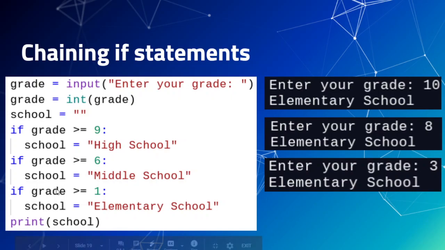If our grade 10 is greater than or equal to 1, school is being assigned elementary school. Well, 10 is greater than or equal to 1, so our school is now elementary school. So, as you can see, it would print elementary school. Same thing happens if we tried other grades, 10, 8, or 3, it just prints elementary school every time. That's not what we want. We want to make sure that if the grade is greater than or equal to 9, it should stay at high school. So, one way to fix this is to use if-else.